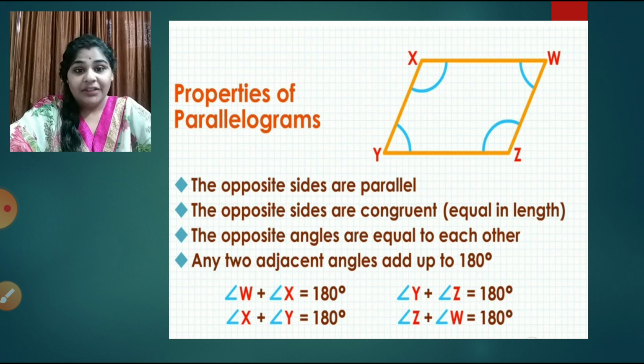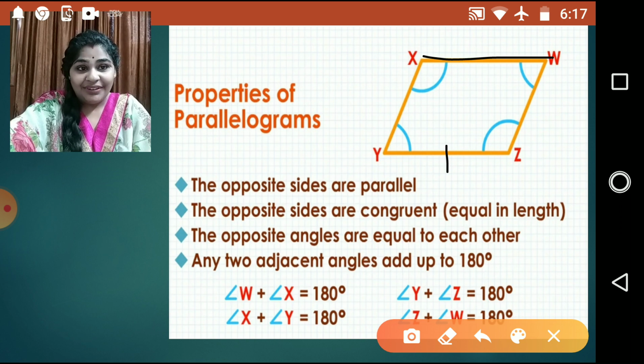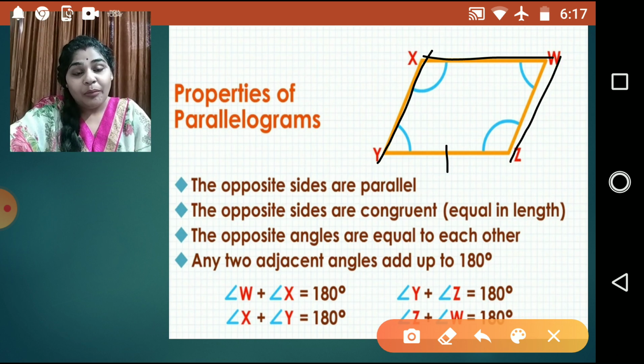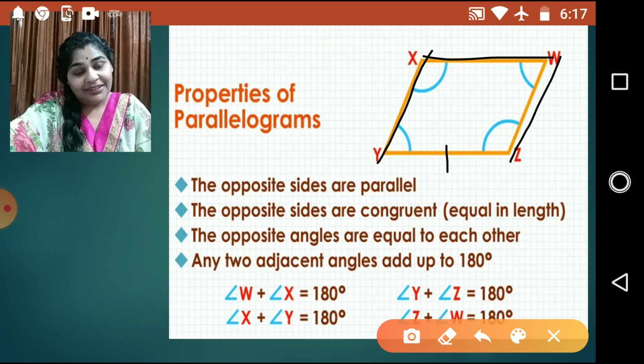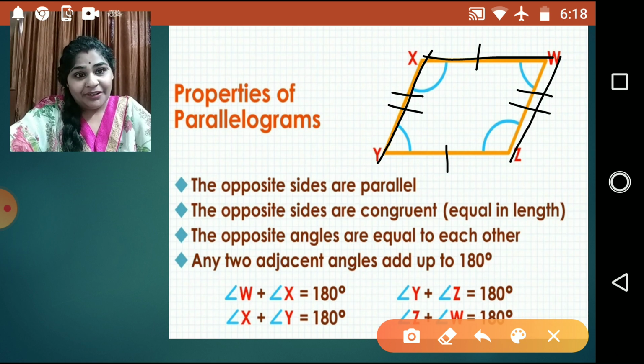Opposite sides are parallel. So if you see here, side YZ is parallel to side XW, right? Similarly, side XY is parallel to side WZ. Not only parallel, but opposite sides are equal in length. That means side YZ is equal to its opposite side, that is XW, and similarly side XY is equal to its opposite side, that is WZ. So this was the basic property of a parallelogram.